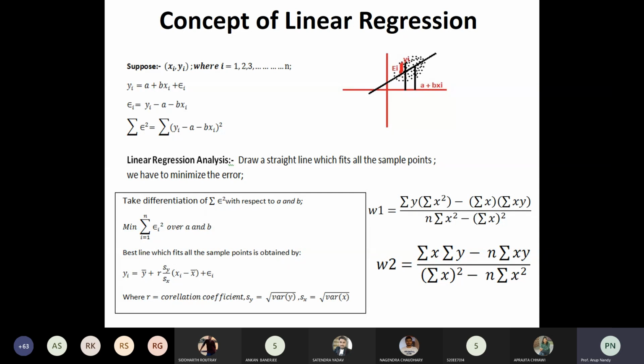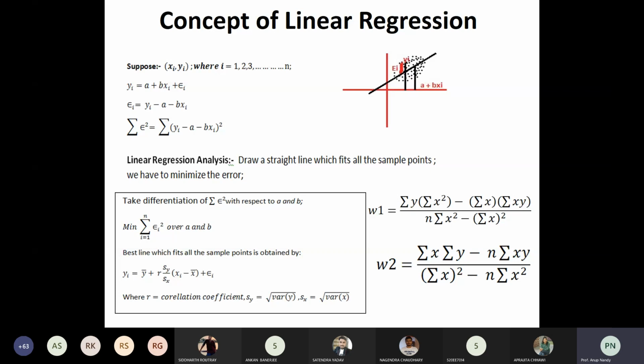So after solving these, you get yi is equal to y bar plus r into sy by sx into (xi minus x bar) plus ei, where r is called the correlation coefficient, sy is the standard deviation, that is, the square root of variance, and sx is similarly defined. Or another way, whenever you are going to compute the two coefficients w1 and w2, if you have values of x and y given, you just plug them in.